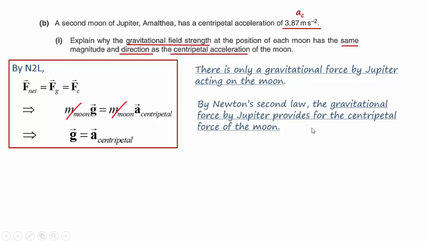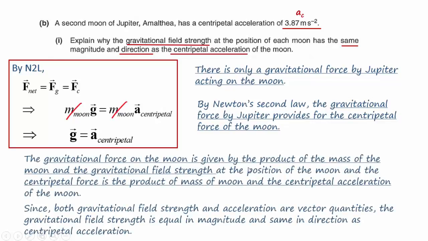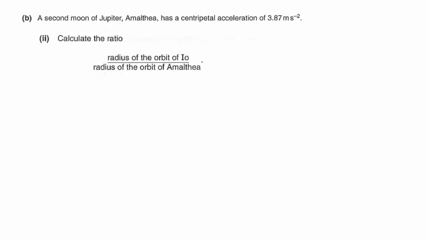The gravitational force on the moon is given by the product of the mass of the moon and the gravitational field strength at the position of the moon. And the centripetal force is the product of the mass of the moon and the centripetal acceleration of the moon. Since both gravitational field strength and acceleration are vector quantities, the gravitational field strength is equal in magnitude and in the same direction as the centripetal acceleration. We will now move on to B part 2, the last part of the question.